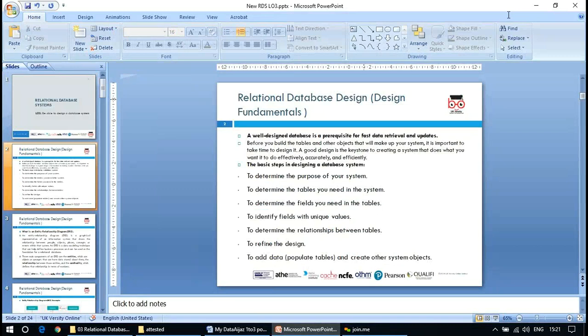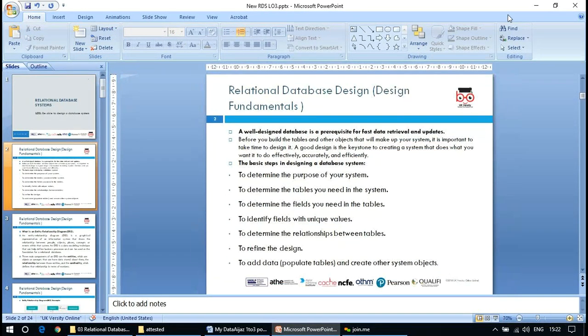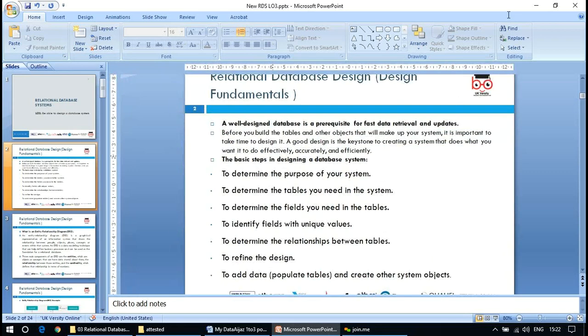Relational database design and design fundamentals. So we will be discussing the design fundamentals in a database. A well-designed database is a prerequisite for fast data retrieval and updates. Now, if you want to design a database and you have not designed it well, what do you mean by the design? Can you explain what is meant by the design?